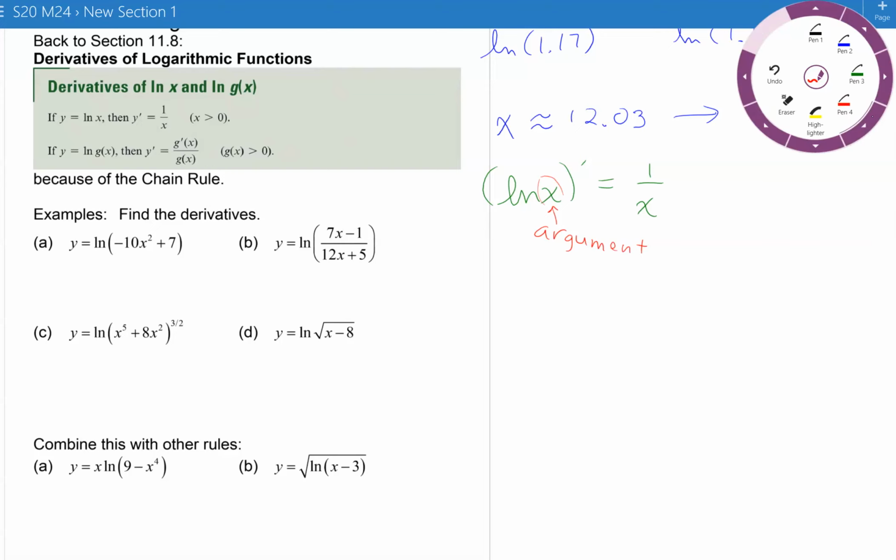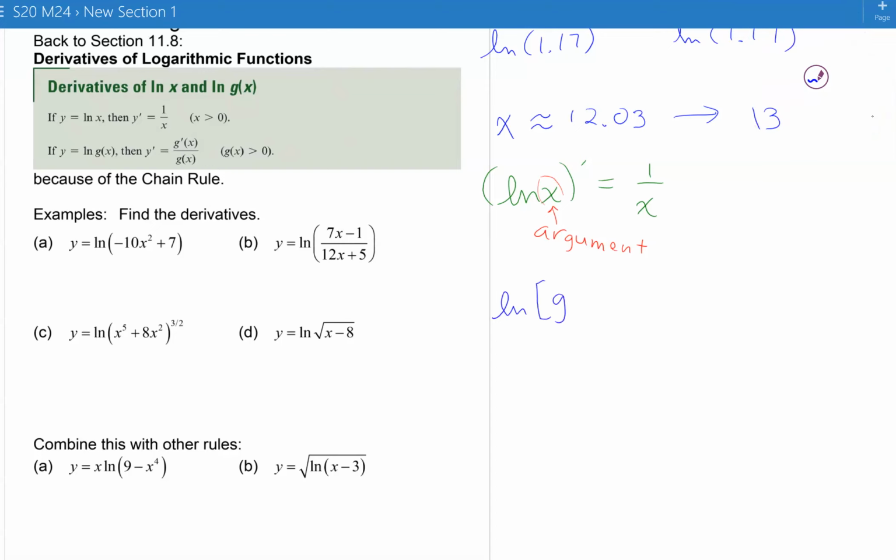So if the argument is anything but plain old vanilla x, if you have the natural log of some function of x, then the derivative is going to be 1 over the argument, don't change the argument, times the derivative of the argument by the chain rule. So it's not just arbitrary, it's what it has to be for the derivative to be the rate of change of the function. Okay, so let's look at this first example.